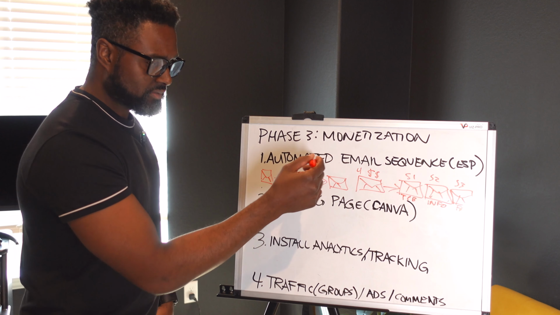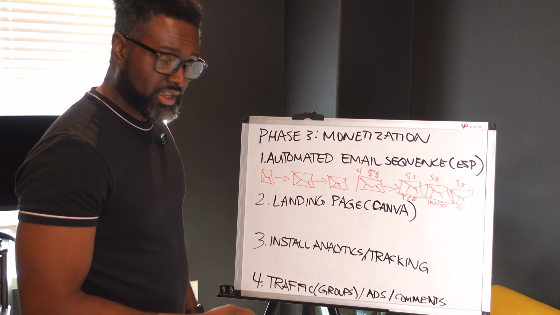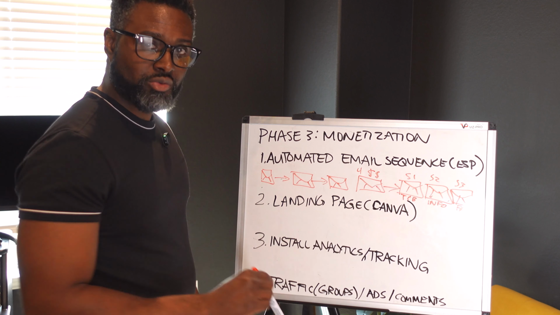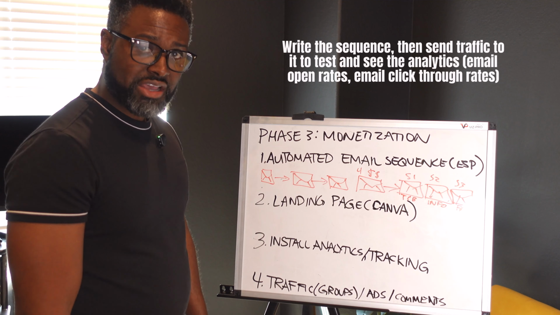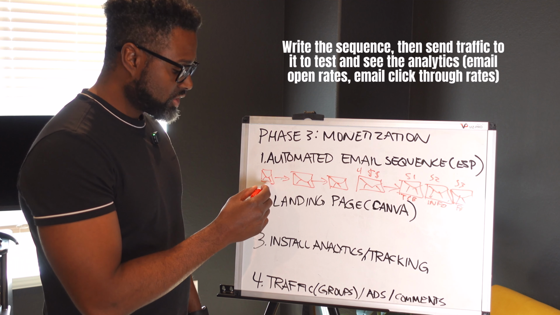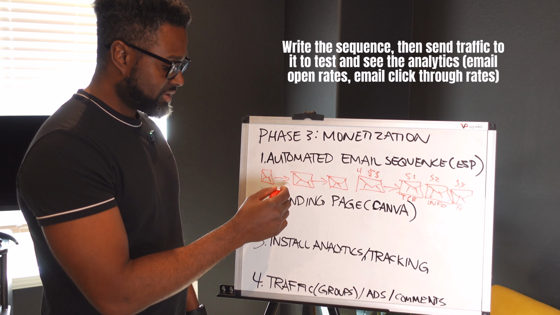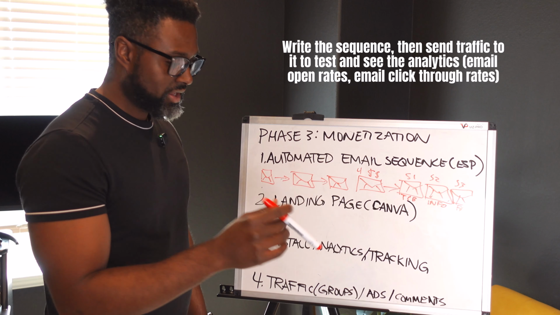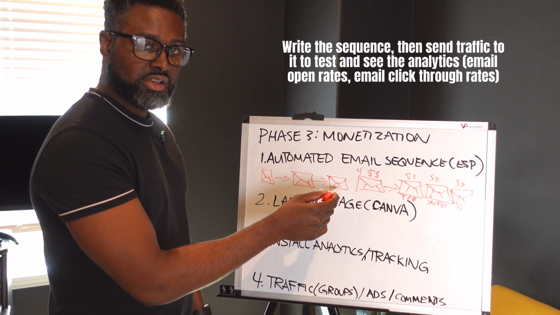All right, that was email sequences. Okay, pick an ESP and you pre-write these. You write them one time and then you send traffic to them. Once you send traffic to them, you can see, okay, my open rate on this email was 30%. My email open rate on this one was 15%.